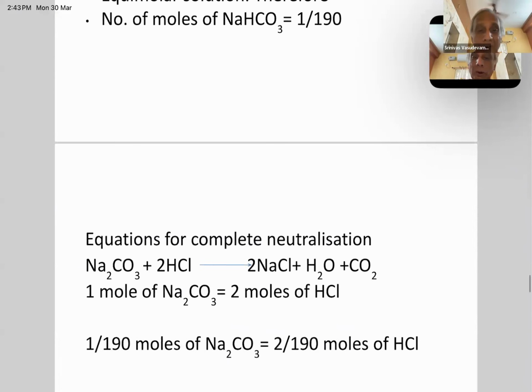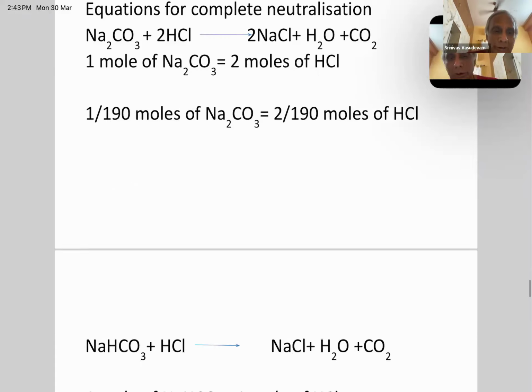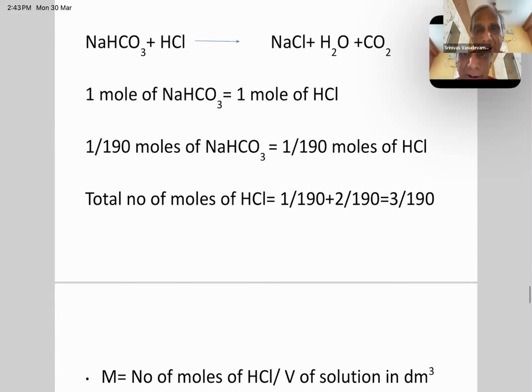Second part, I want to find out how much HCl is required by using the equations. Na2CO3 plus 2 HCl gives 2 NaCl plus H2O plus CO2. 1:2 ratio. 1 mole of sodium carbonate requires 2 moles of HCl. 1 by 190 moles of sodium carbonate will require 2 times 1 by 190, that is 2 by 190 moles of HCl. The other one is bicarbonate. NaHCO3 plus HCl gives NaCl plus H2O plus CO2. 1:1 ratio. 1 mole of sodium bicarbonate requires 1 mole of HCl. 1 by 190 moles of sodium bicarbonate requires the same amount, 1 by 190 moles of HCl.